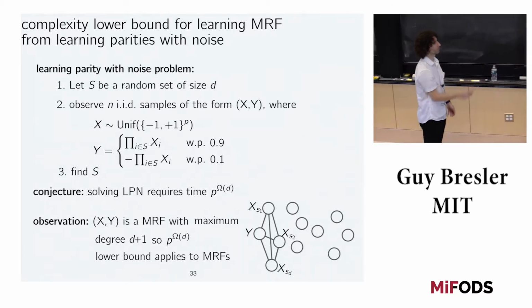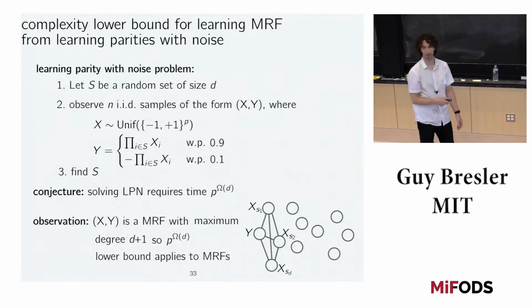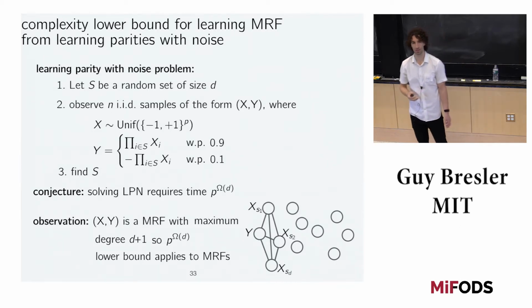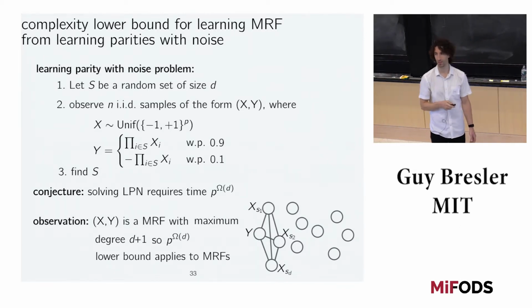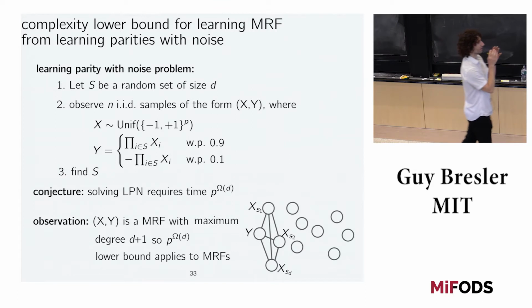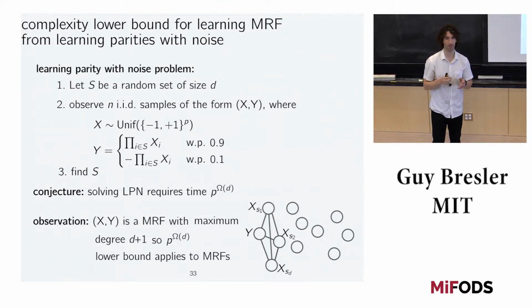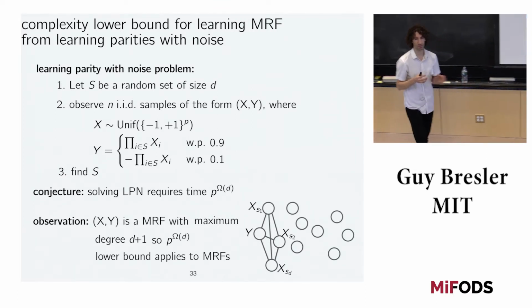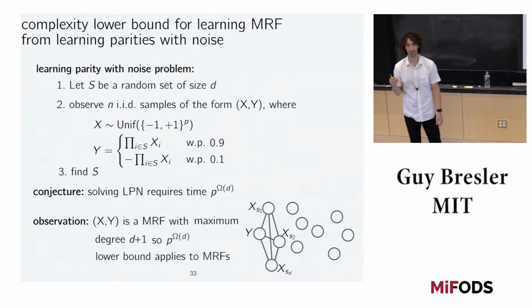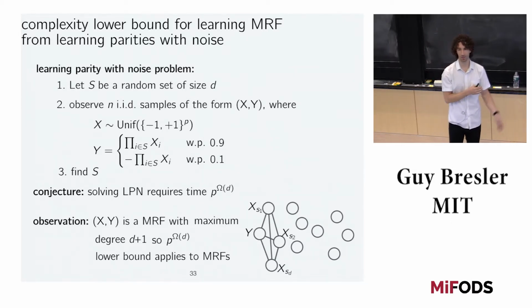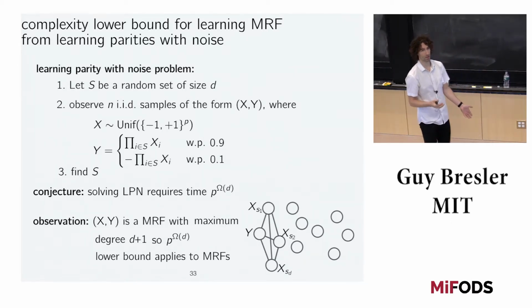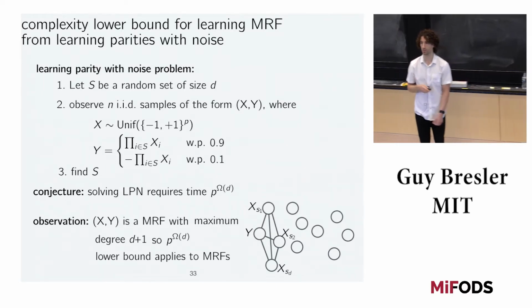And so then one gets that assuming learning parity with noise is hard, the same exact thing is true for Markov random fields. Now, the exhaustive search algorithm I described also solves general Markov random fields, and that's part of why it goes through all these complicated steps. And this is all just to say that the runtime of that algorithm is optimal under this learning theory assumption.